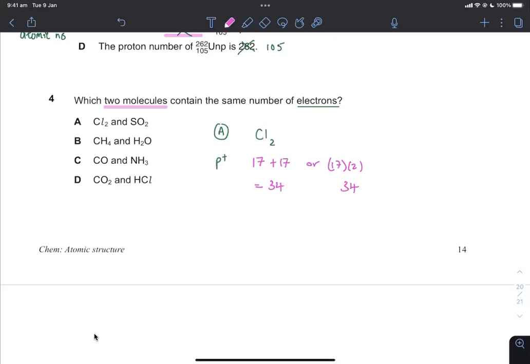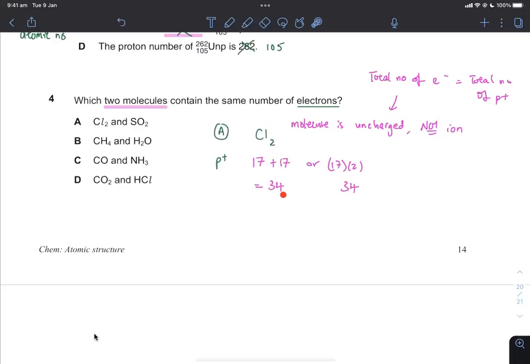But then we can see this is molecule. Molecule is uncharged. Molecule has no charge. It is not ion. If it is uncharged, then the total number of electrons must be equal to the total number of protons. That is why we always work out the number of protons first, and then we can say, therefore, the number of electrons must be equal to 34 as well, because you have 34 protons there.